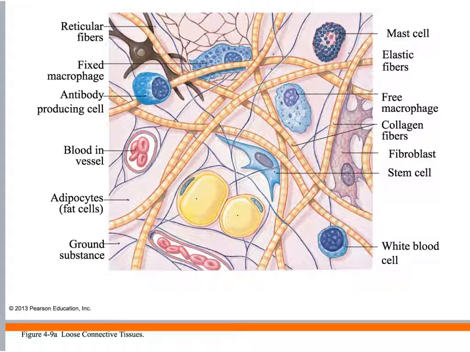This illustration shows you all the cells within the connective tissue proper. You see the macrophage, you see the blood in the vessel, you see the adipocyte, fat cells, you see the ground substance, you see the white blood cell, you see the fibroblast, you see the mast cell, and you see the elastic fibers.